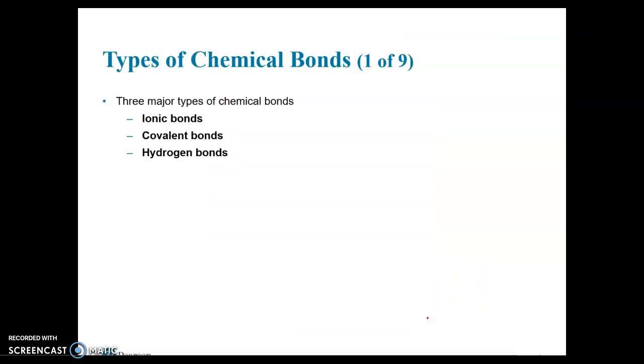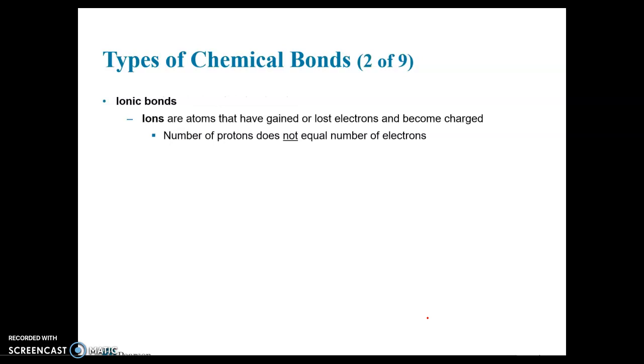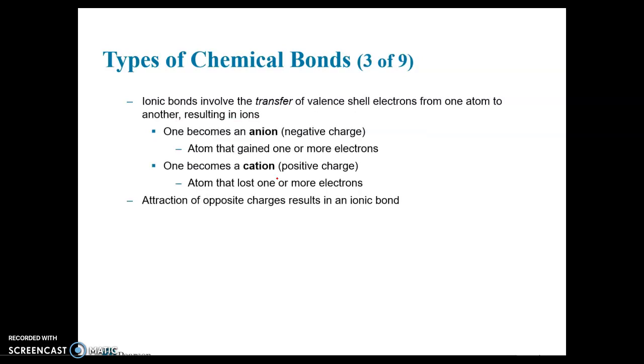We're going to talk about the types of chemical bonds, and they are ionic, covalent, and hydrogen. We'll start with ionic bonds. Ionic bonds form between ions, and ions are atoms that have gained or lost electrons. And if they gain or lose electrons, they take on a charge, either a positive or a negative charge. And in this case, the number of protons does not equal the number of electrons. That only happens in neutral atoms that don't have a charge.